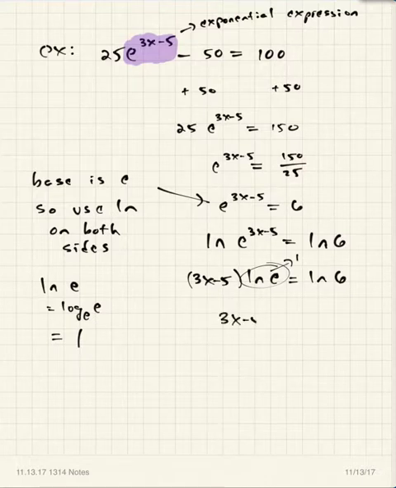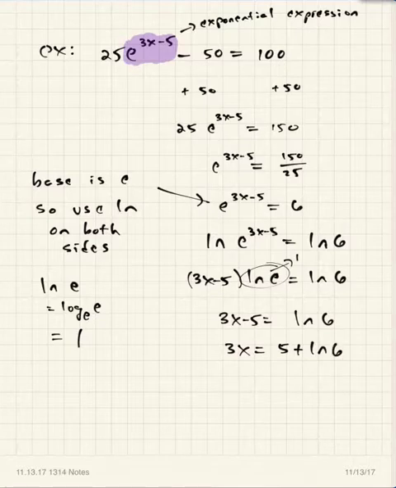So you end up with 3x minus 5 is equal to natural log of 6. And now it's a relatively straightforward problem to solve. Right, go ahead and add 5. So you have 5 plus natural log of 6 on the right side of the equation, and then divide by 3. So you have 5 plus natural log of 6 divided by 3.